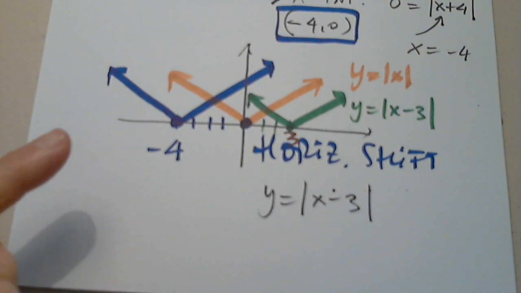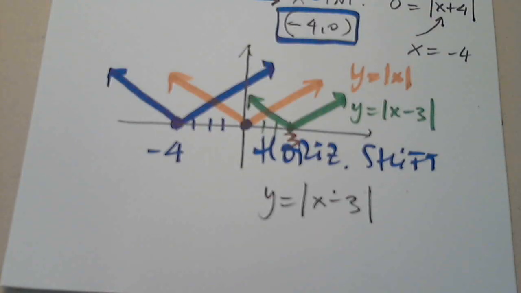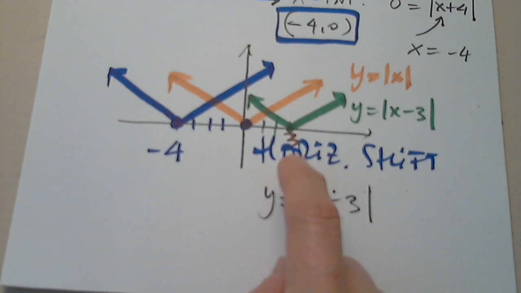X minus 3 shifts the graph to the right 3 units, and x plus 4 shifts the graph to the left 4. So if it's a positive, it goes to the negatives, but if it's a negative, it goes to the positives. You can remember it like this, but you'll not remember it forever. What you should remember is, where is the x-intercept here? And the x-intercept here is at 3, because 3 minus 3 is 0, and I get y equals 0.